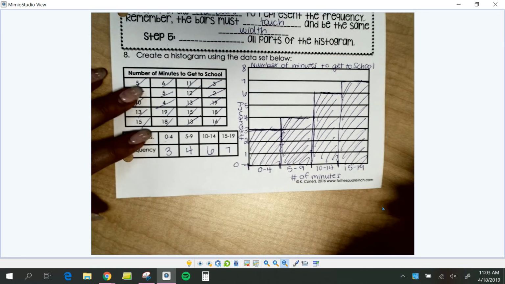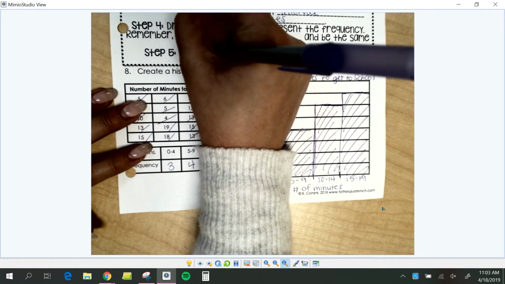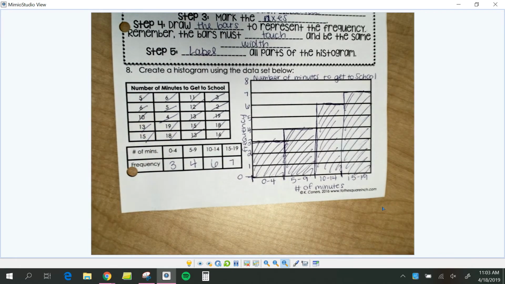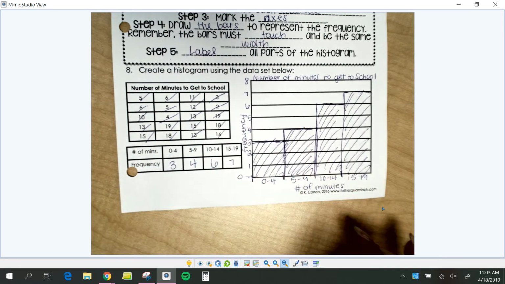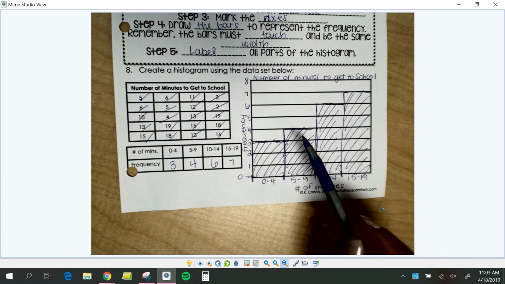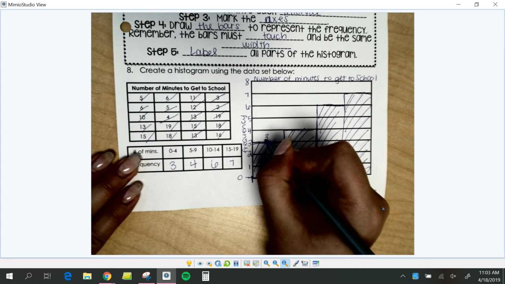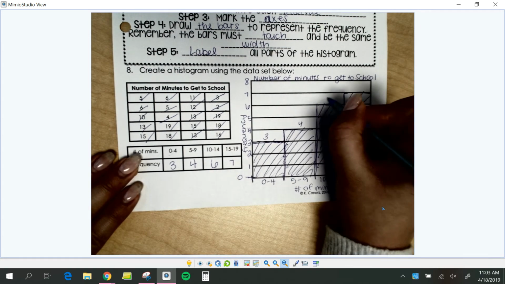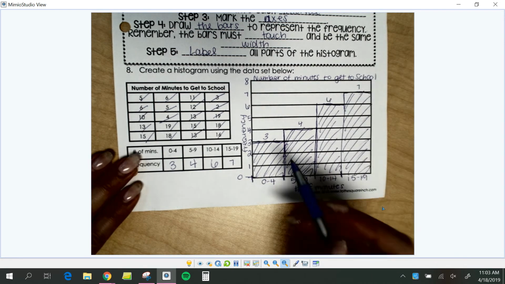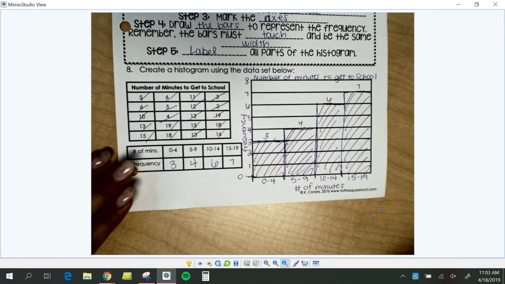And then the last part, step 5, label all parts of the histogram. So we labeled that. If you want to label even further, you could above it write, oh, there's 3 here, there's 4 there, 6, 7, so that it's all labeled with how many are in each group. You can do that too.